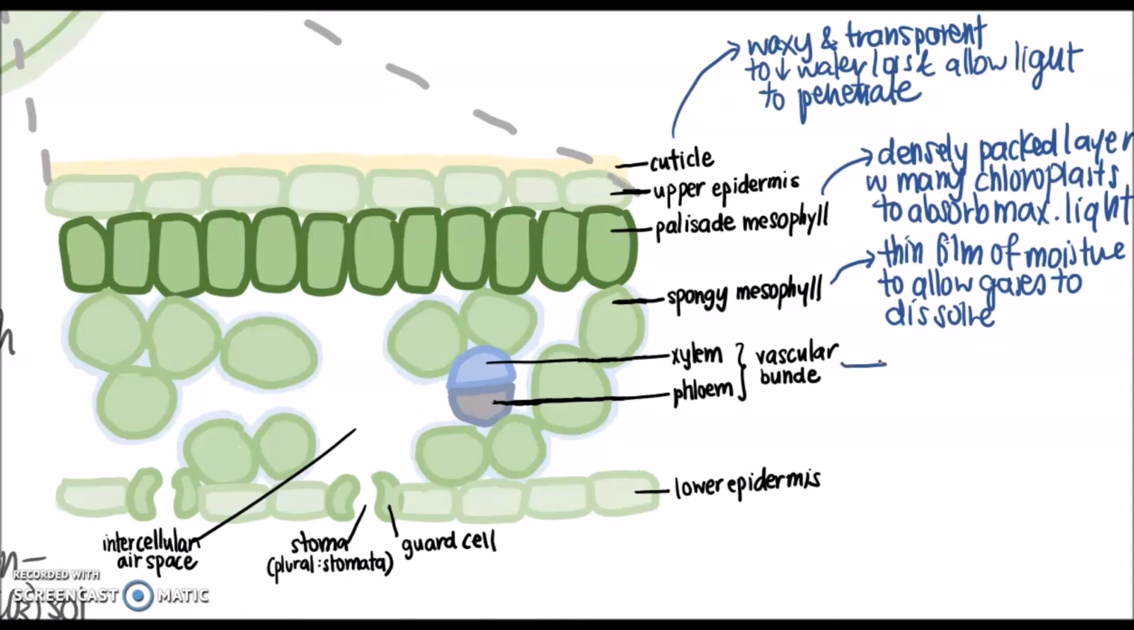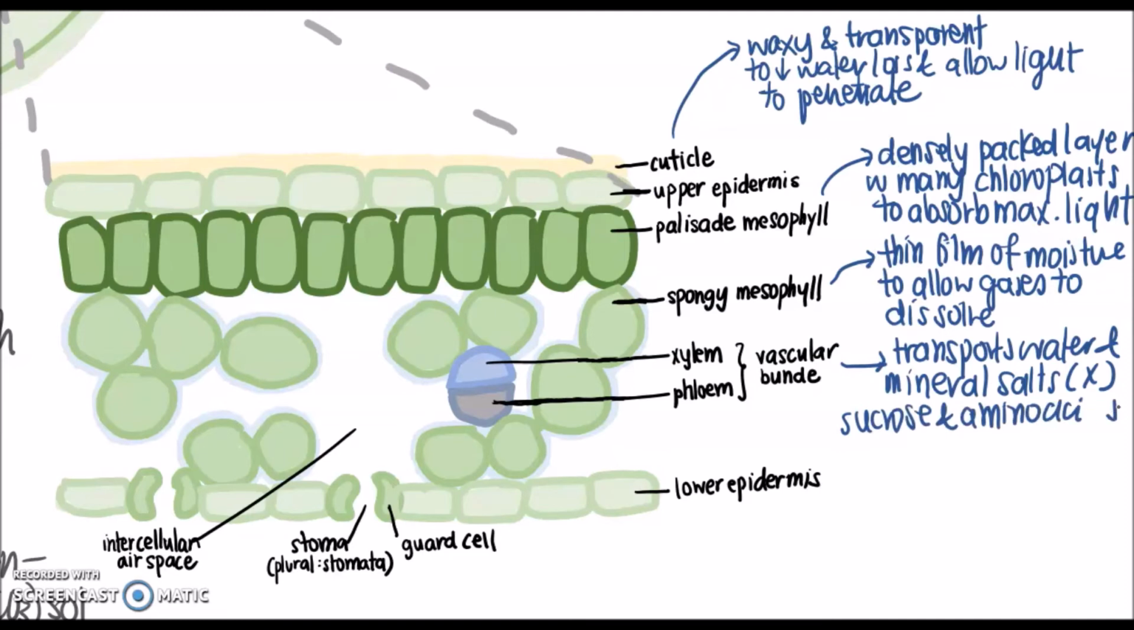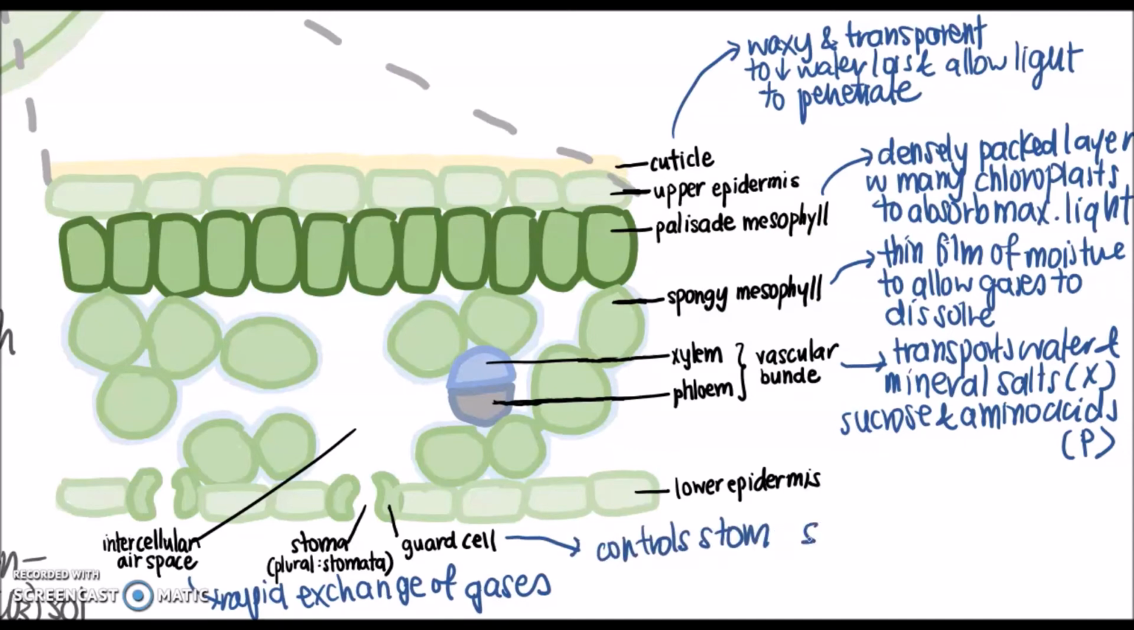Now the vascular bundle transports water and mineral salts. This is the xylem, and the phloem will transport sucrose and amino acids. Next, the intercellular airspace. This is where rapid exchange of gas can occur, so you can write this as a part of the spongy mesophyll as well. Now the guard cell controls stoma size to allow gas to enter and leave. So please remember all of these functions.